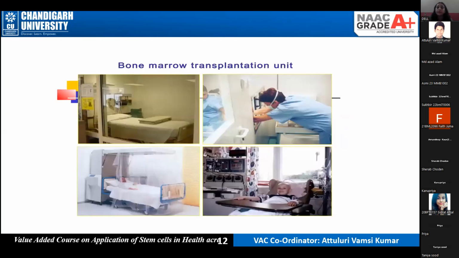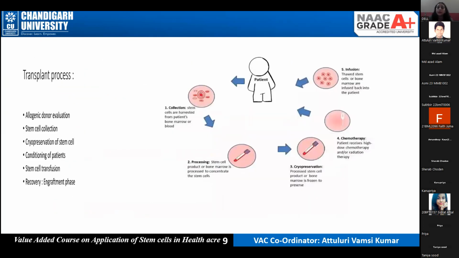Now, what is the process of transplantation? First, we check whether the person is an allogenic donor or not, and perform the evaluation. Then stem cell collection, cryopreservation of stem cells, conditioning of the patient, stem cell transfusion, and recovery, that is, engraftment.